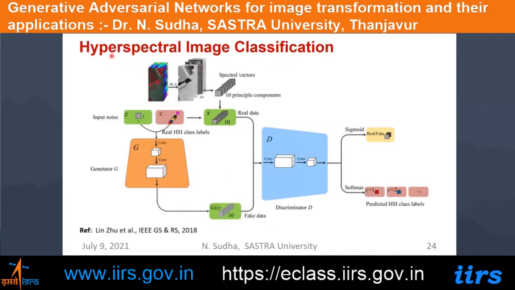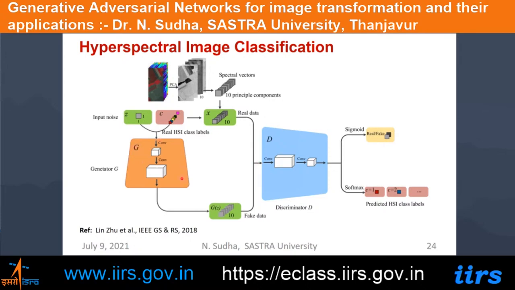In another application, it is used for hyperspectral image classification. It was published in 2018, and in this network we're giving the hyperspectral image, but not directly to the network. You have the generator and a discriminator here, and the inputs are the principal components extracted from these hyperspectral images, so it will be a lower dimensional image. They extracted 10 principal components, and that will be given for training.